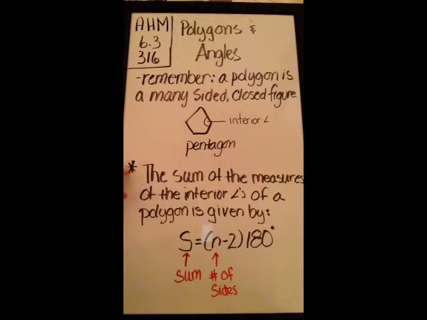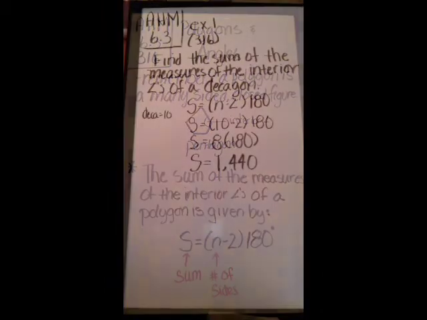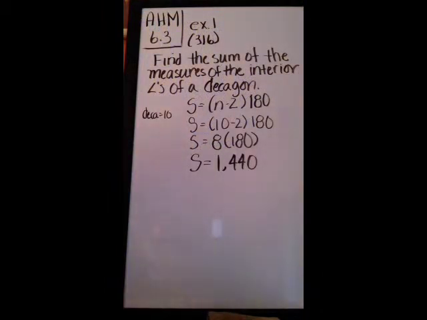So this is an important little factoid here. The sum of the measures of the interior angles of a polygon is given by this equation. So if I add up all the inside angles, that sum is equal to n minus 2 times 180, where n is the number of sides. So in this case, if I wanted to determine the sum of the angles of the pentagon, n would be 5. So let's try this out.